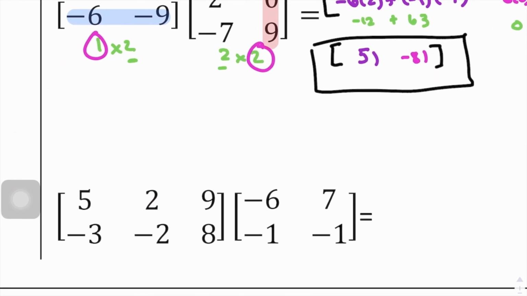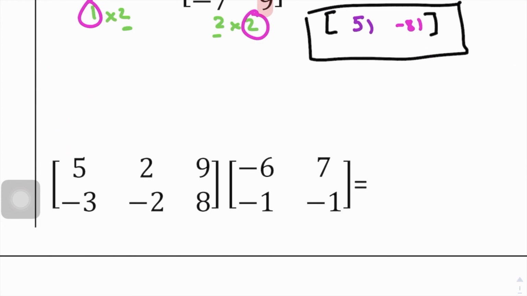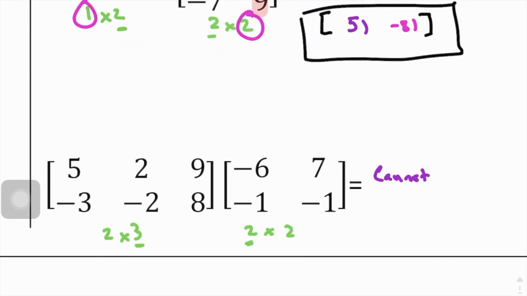Checking this next one. So we have a 2 by 3, and we have a 2 by 2. We can see that these two numbers do not match, so our answer is going to be cannot perform operation.